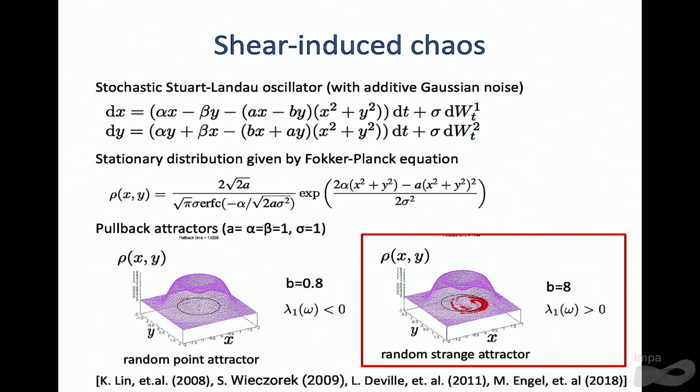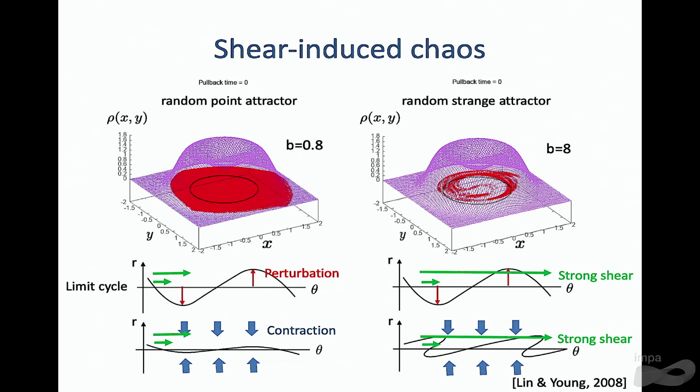If B is small, we have a negative top Lyapunov exponent, and we converge to a point. But if B equals 8, we have large shear, so a positive Lyapunov exponent, and we have this random strange attractor. The stationary distribution is the same, whether integrated over this strange attractor or point attractor. Right, this is half-solvable non-trivial dynamics.